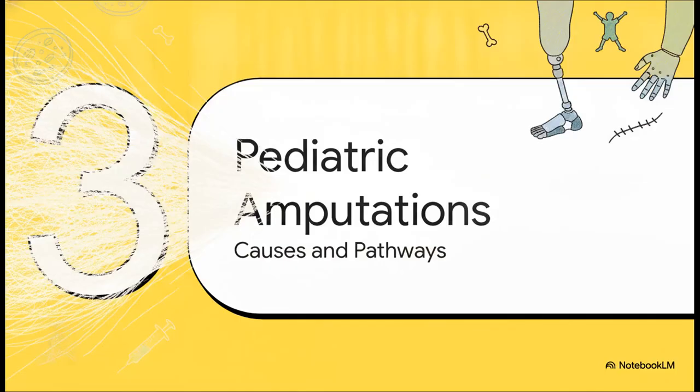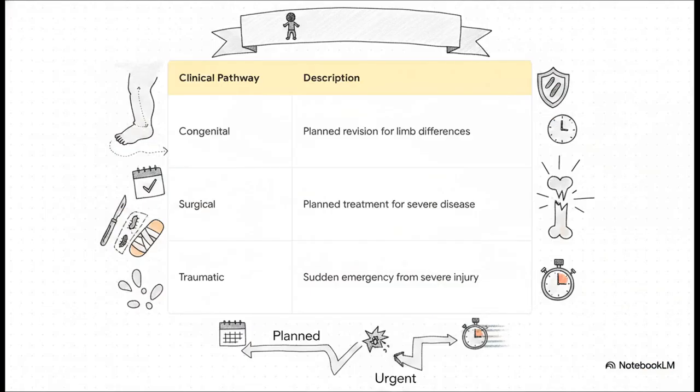Okay, Section 3, Pediatric Amputation Causes. Let's wipe the whiteboard clean for a second and shift gears from infectious diseases over to the surgical realities of pediatric limb loss. When it comes down to it, pediatric amputation basically falls into three distinct clinical pathways. First, congenital amputations. These are planned surgical revisions for limb differences that a child is actually born with. Next, surgical amputations. These are also planned, but they're done as a last resort treatment for a severe disease. Think things like necrosis or a totally uncontrolled infection. And finally, traumatic amputations. These are sudden, severe emergencies resulting from an injury.